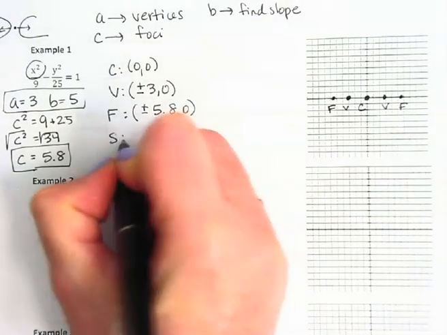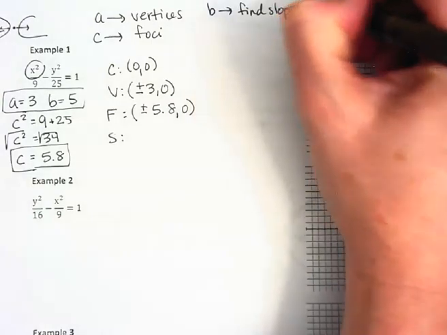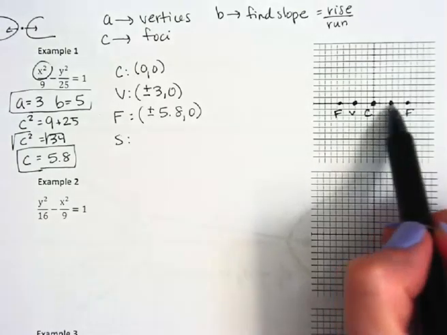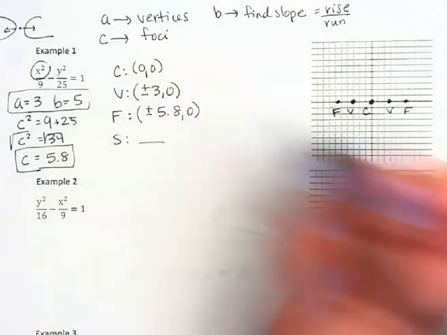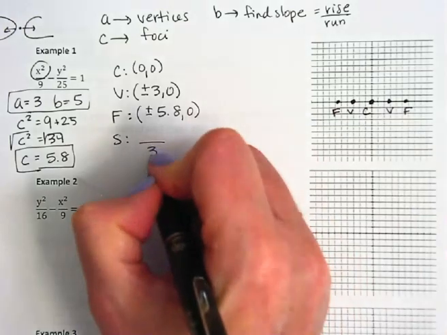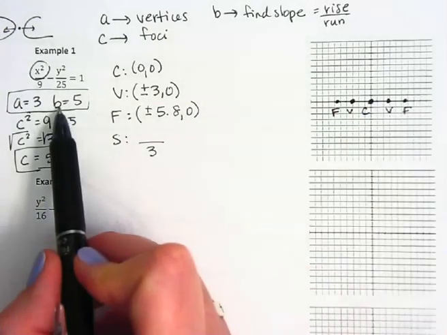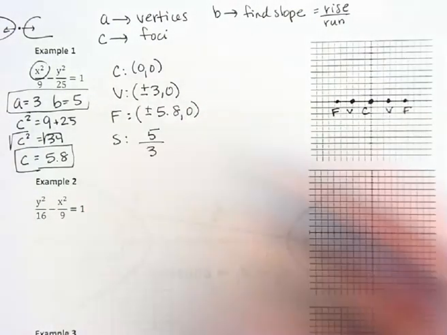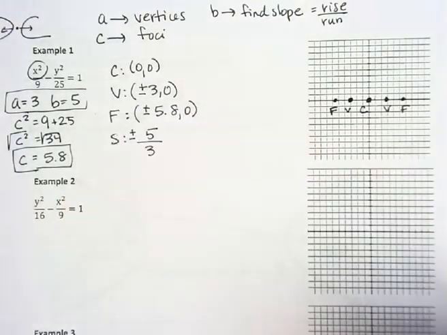So next we're going to find our slope. So remember that slope is rise over run. So we used our A value to go left and right. So that's a run situation. So I know that my denominator is going to be my A. And then your rise is up and down. So that's the last variable we haven't used, our B. So the slope is 5/3 in the plus and the minus direction.